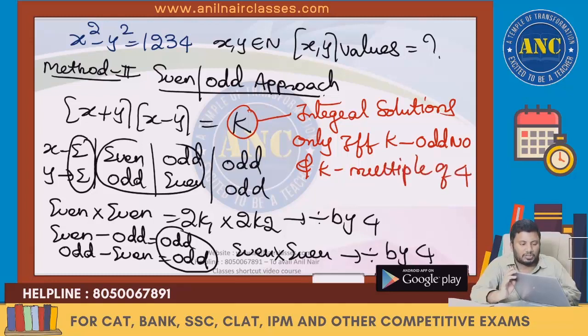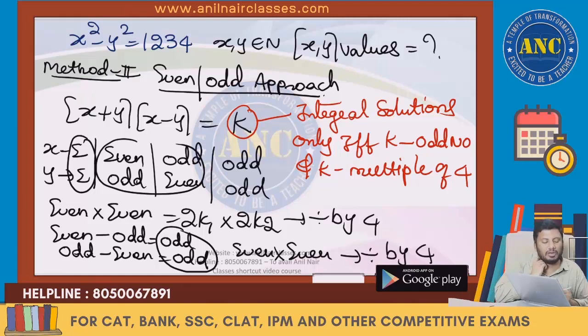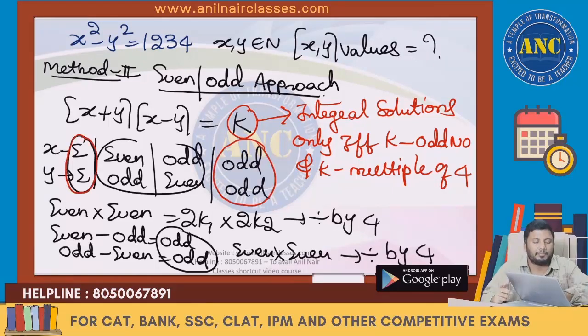Please write down, sir. x² − y² = k. This equation has integral solutions only if k is an odd number or k is a multiple of 4. In all cases where it is a multiple of 4, x is even and y is even, or x is odd and y is odd.